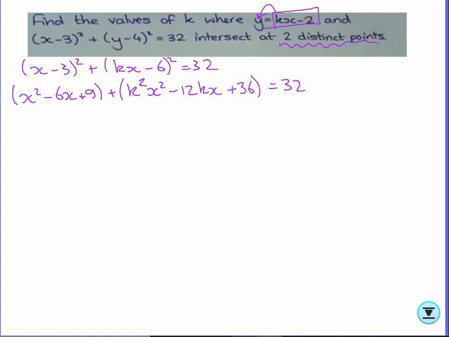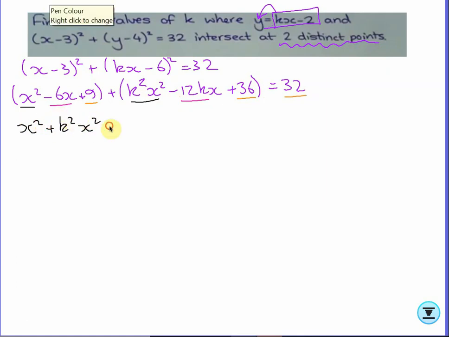Okay, so let's collect all like terms. What I mean by that is collect the x squareds, collect the x's, and collect the constants. And we're going to put it all on one side because it's a quadratic. So what have we got? We've got x squared plus k squared x squared, minus 6x, minus 12kx. 9 and 36 is 45, take away 32 is 13.